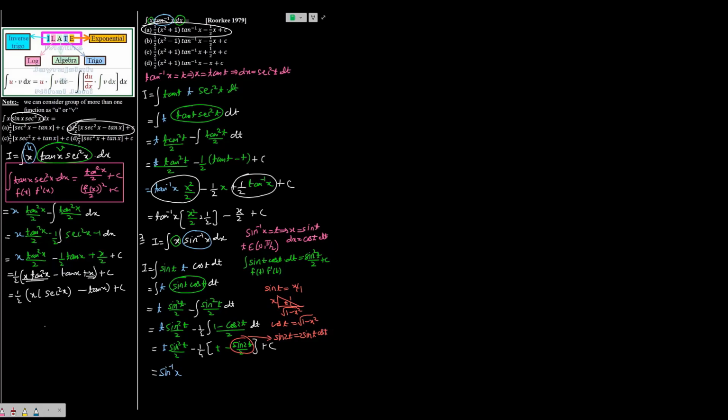Instead of t, we have to place sin inverse x. Sin square t becomes x square by 2. In the second term, 1 by 4. Instead of t again, sin inverse x. And in the second term, sin 2t is nothing but 2 sin t, which is x, and cos t, which is under root of 1 minus x square. Plus c. This 2 will cancel out and you will get your final answer. Ta-da! Done? Quickly write it down, let's go.